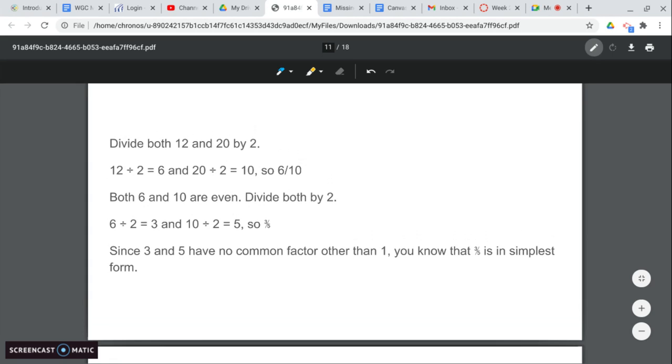So in this case, we divide by 2 again. 6 divided by 2 is 3, and 10 divided by 2 is 5. So we have 3/5, and 3/5 can't be reduced any further. 3 and 5 have no common factor other than 1, so you know that 3/5 is in simplest form.